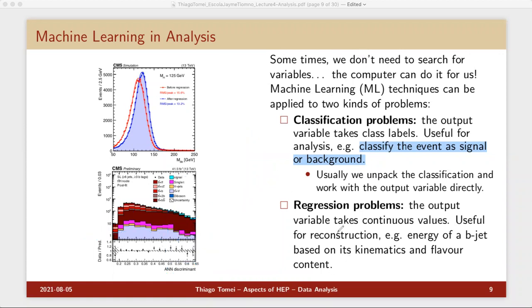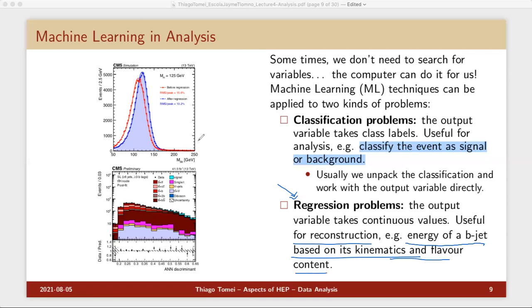On the other hand, you can also use machine learning to do regression problems. The difference is that in classification problems, the output variable takes discrete values, so class labels: signal or background, type 1 or type 2. In regression problems, the output variable will take continuous values, so a real number. And this is useful, for instance, in reconstruction, because you can correct the energy of a jet from a dihadron based on its kinematics, its flavor content.